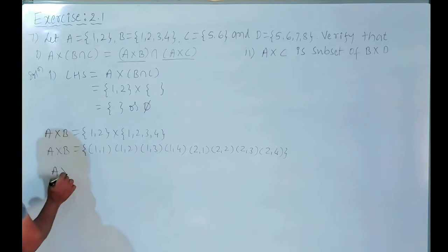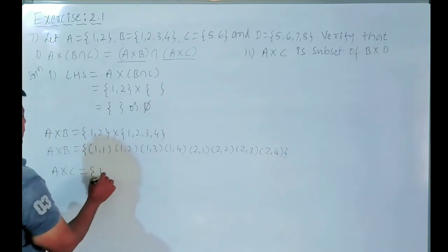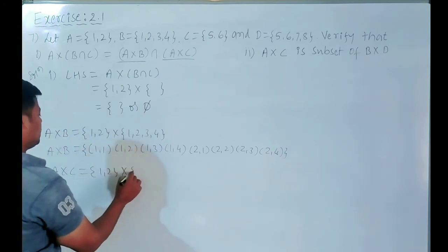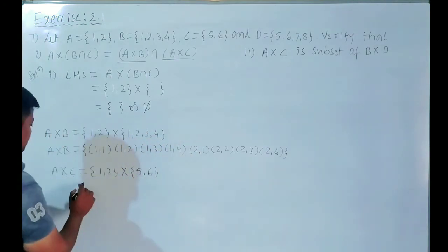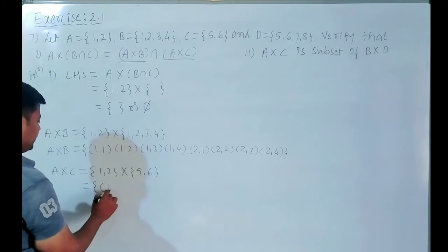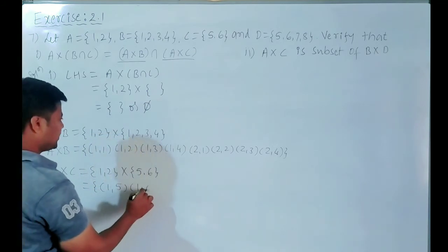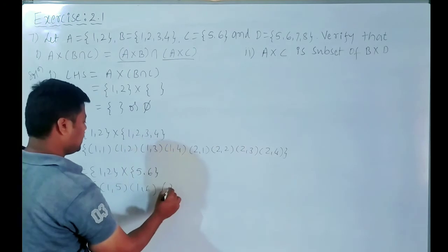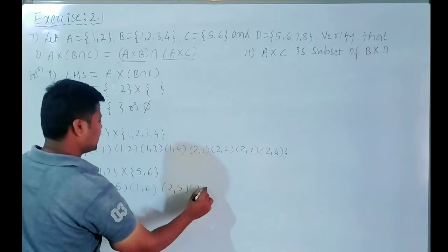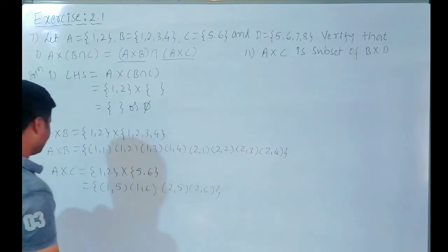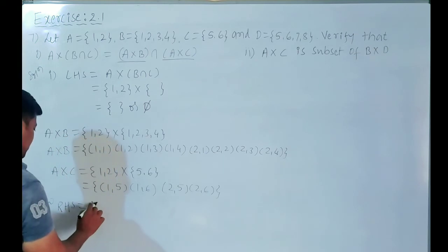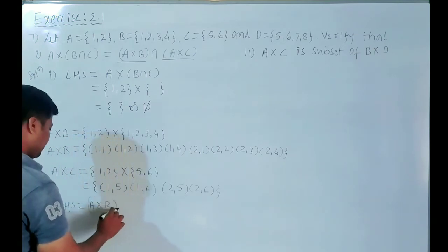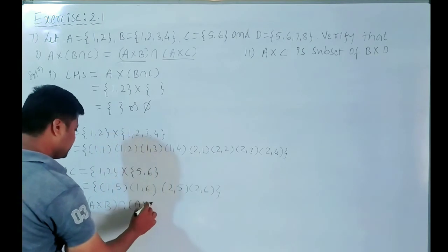Next find A cross C. So set A is 1, 2 cross set C is 5, 6. Cartesian product: fix 1: 1, 5, 1, 6, fix 2 and map: 2, 5, 2, 6. So these are the elements in A cross C. Now RHS is A cross B intersection A cross C. We have to check this one.